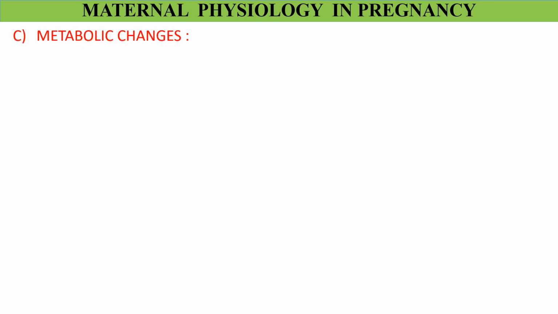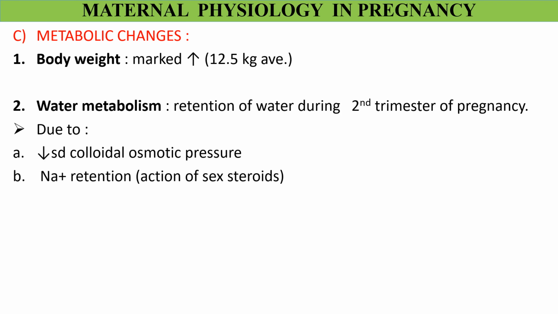The metabolic changes that occur are gain in body weight. A pregnant female can gain weight up to 12.5 kgs on average. Retention of water occurs in the second trimester of pregnancy due to decreased colloidal osmotic pressure and sodium retention caused by the action of sex steroids.